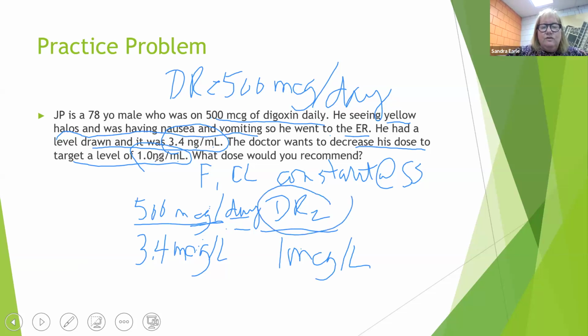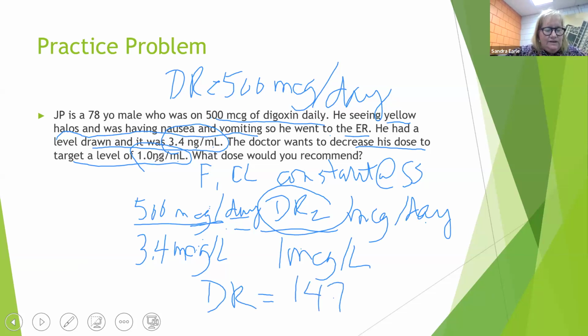So we're going to solve for our new dose rate, which is going to be in micrograms per day, because we have to keep all these units the same. So 500 divided by 3.4. Our new dose rate is going to be 147 micrograms per day. So I would recommend 150 micrograms per day as our new dosing regimen.